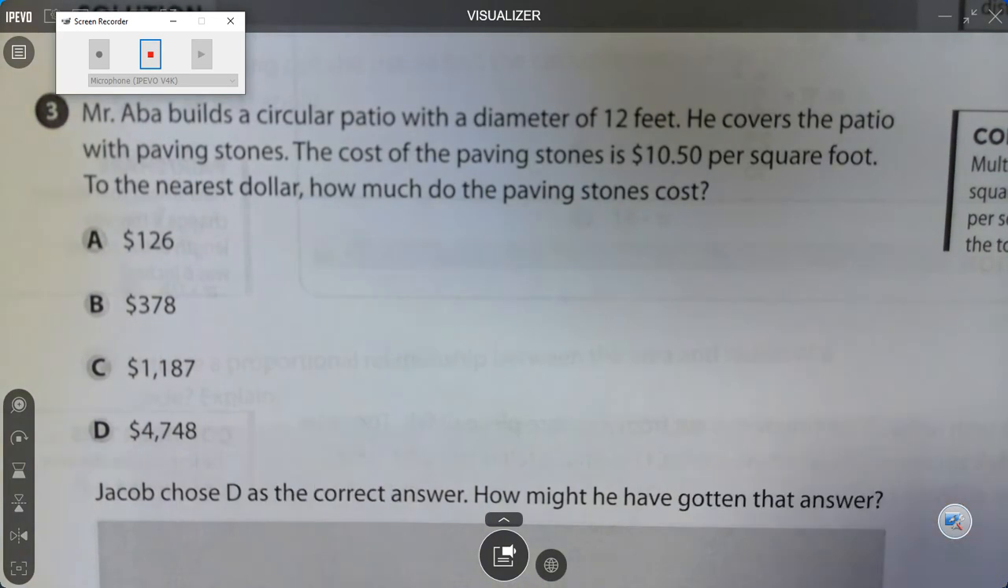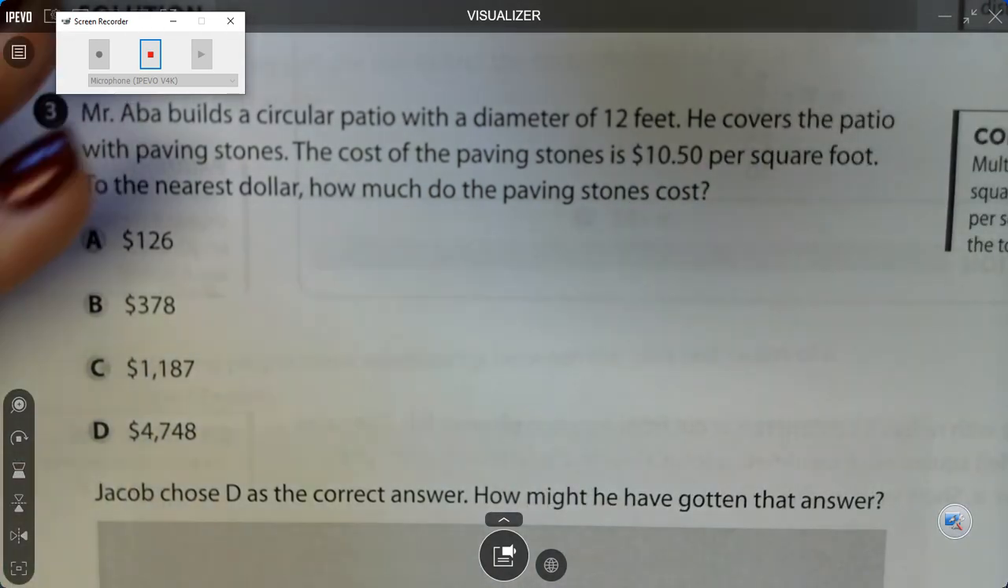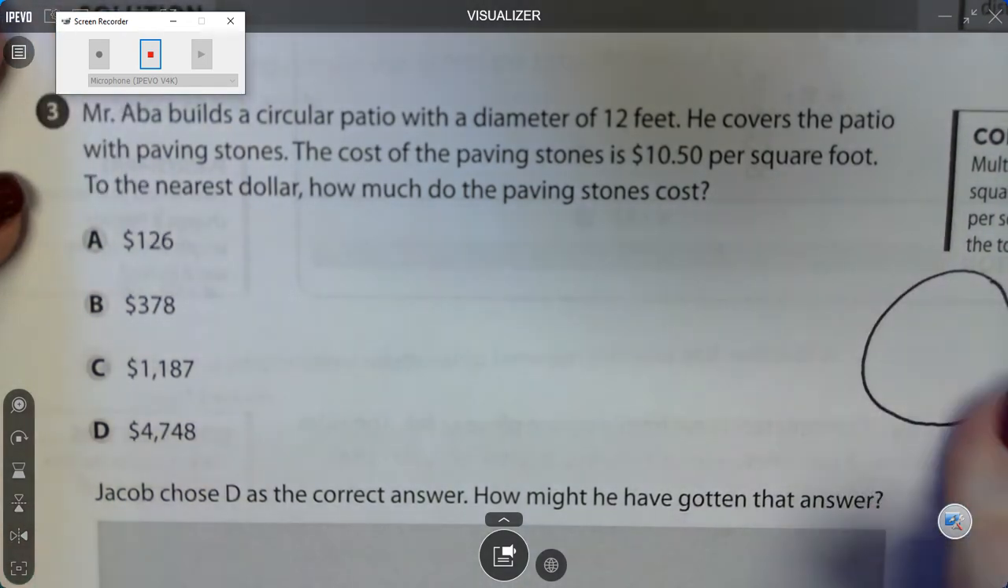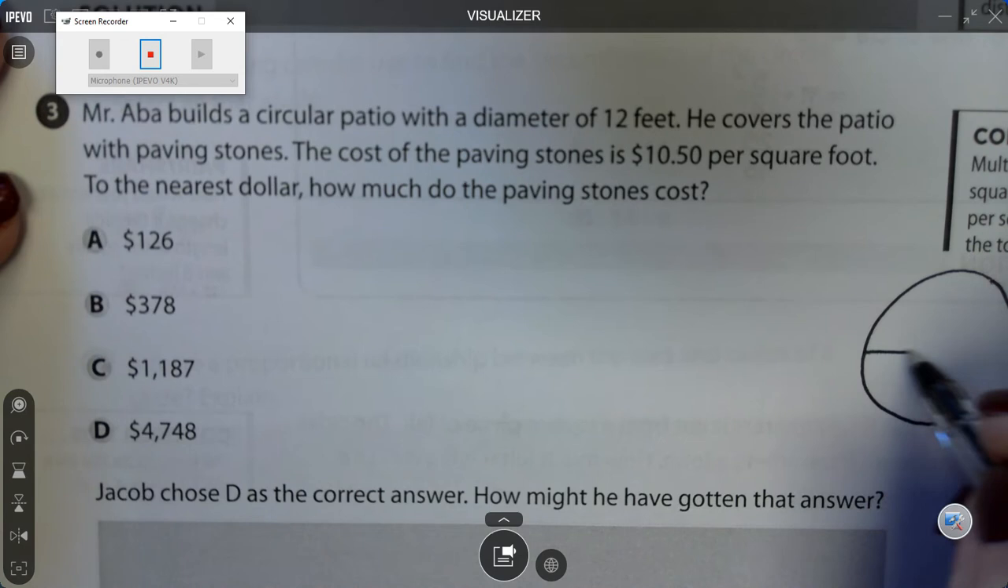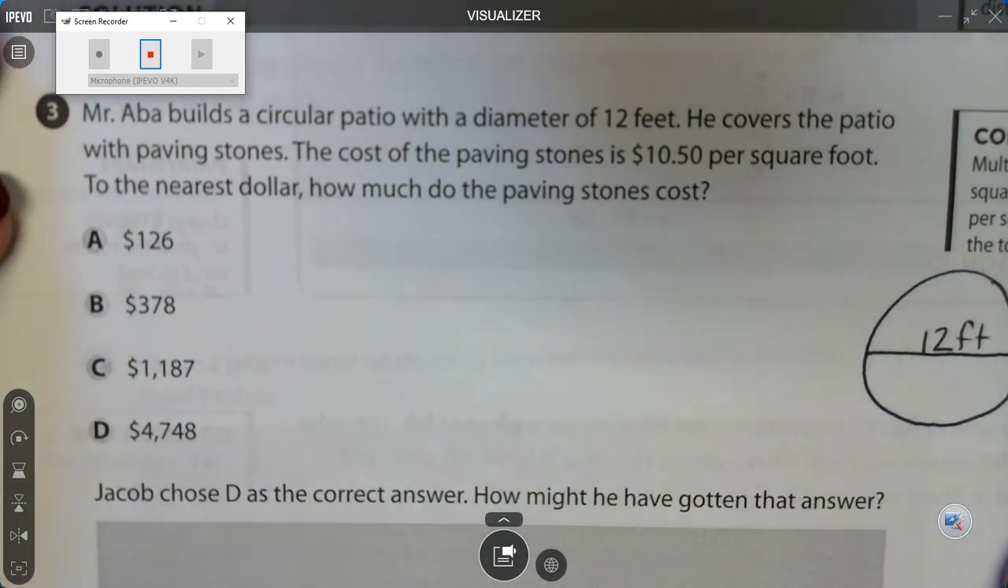So, ready? I'm going to go through this with you guys. Follow along as I go through it. Okay? First of all, what do I like to do? I kind of like to draw things out. So, here's my circular patio. It says that I have a diameter of 12 feet, right? But I am looking for the what for this patio.